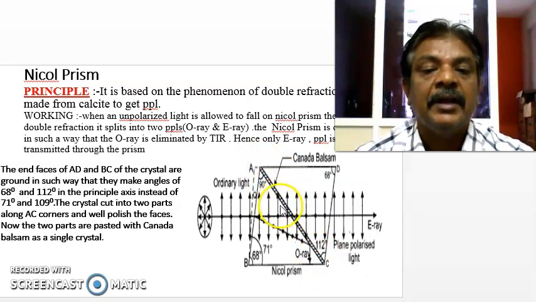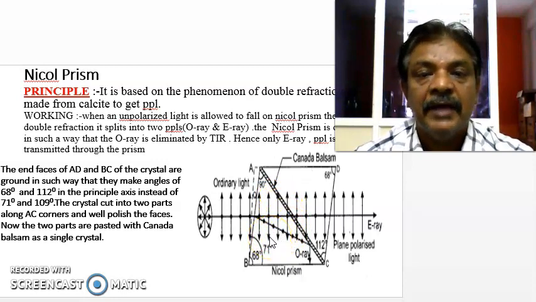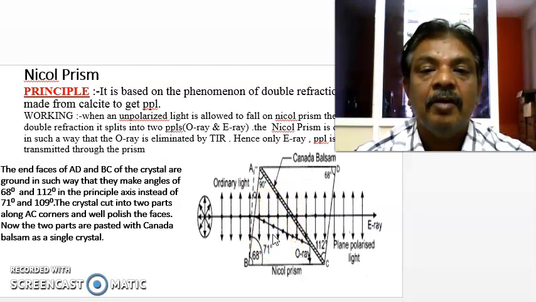Why did we select Canada balsam only? Canada balsam has a refractive index between the ordinary ray and the extraordinary ray. The refractive index of Canada balsam is 1.55. The refractive index of the extraordinary ray is 1.65. The refractive index of the ordinary ray is 1.49. This is the refractive index in the case of a calcite crystal. And now, these refractive indices are moderated and useful for the elimination of one ray by satisfying the condition that the angle of incidence is greater than the critical angle, whereby one of the rays undergoes total internal reflection.